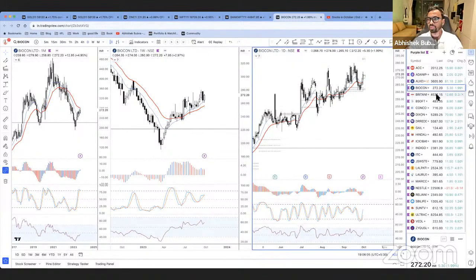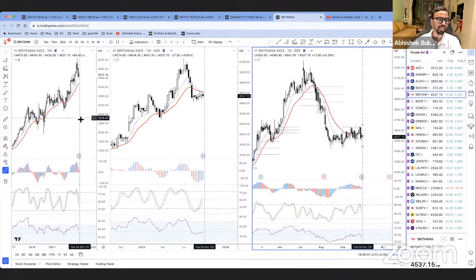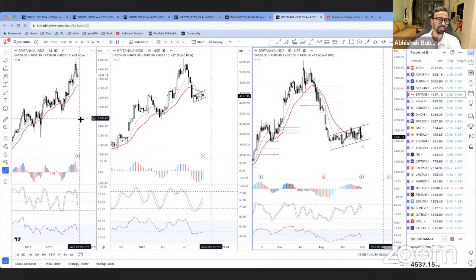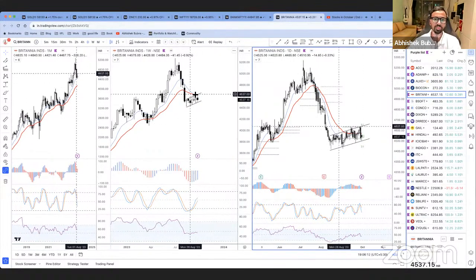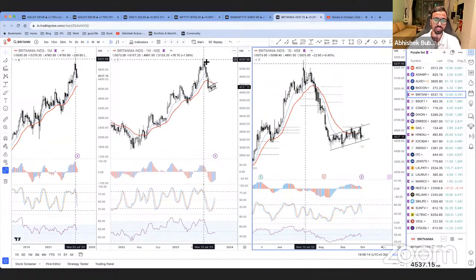All right. Next, we have Britannia. Now, Britannia is actually at a decent setup. Monthly candle does not matter in this one. Weekly, it is at EMA. So you see how weekly has fallen.